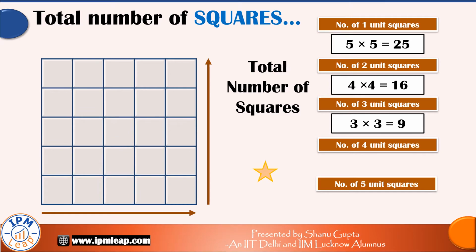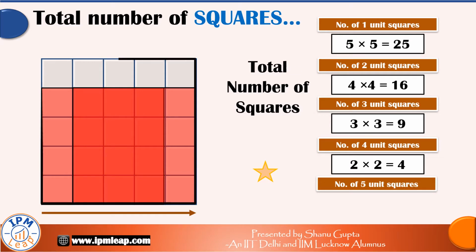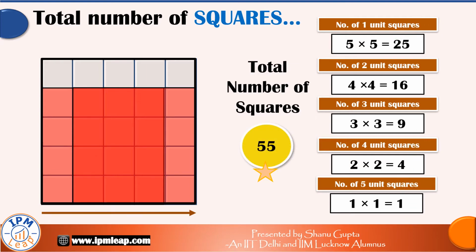Now the 4 unit squares. Along the row 1 and 2 and along the column also 2. So 2 into 2, that makes 4. And the biggest one, the 5 unit square is obviously 1. So we can write this as 1 cross 1, which we know is 1. So let's add these numbers. We get 25 plus 16 plus 9 plus 4 plus 1. That is 55. The total number of squares in this grid is 55.